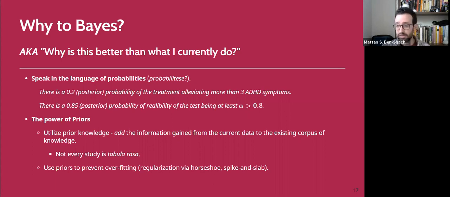And we can also, as we saw, use priors to prevent overfitting. So perform regularization with horseshoe priors or spike and slab priors. These are different types of priors that basically put a large prior probability on a null value in our parameter, which requires a lot of data, strong data, to pull our posterior away from that.